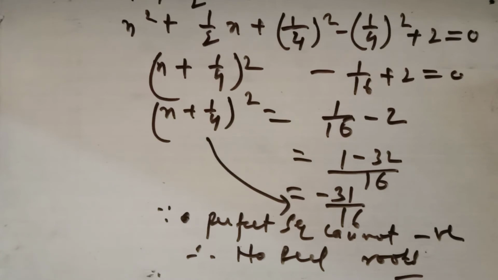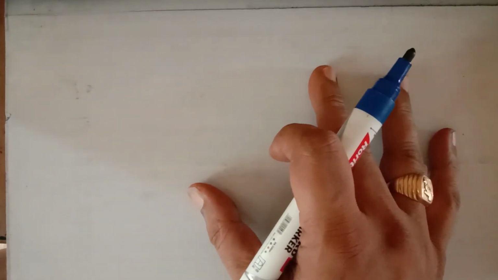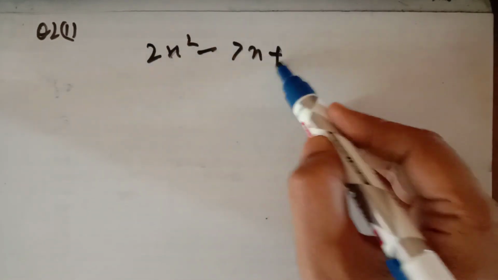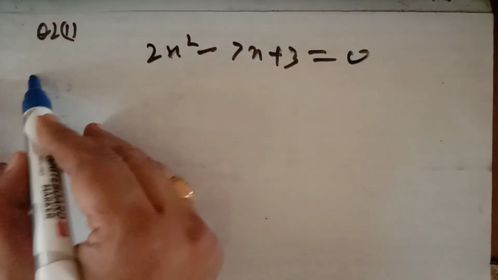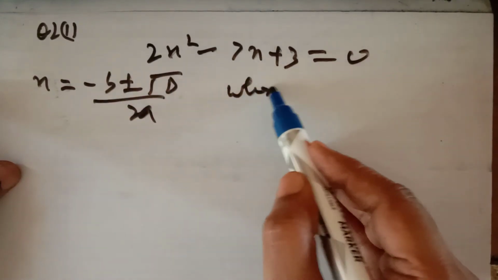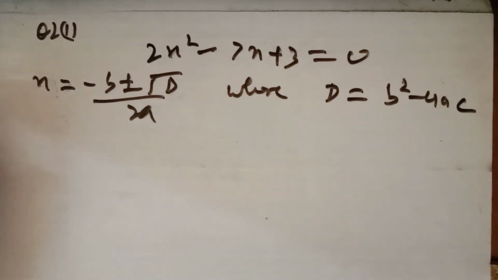So this is question number 1, in which we have to solve by making the perfect square, or completing the square. Now in question number 2, you have to solve these 4 equations by the quadratic equation formula, which we discussed in the beginning of this lecture. So this is 2x² - 7x + 3 = 0. What was the formula? x is equal to (-b ± √D) upon 2a, where D is the discriminant, b² - 4ac. This formula you have to use to solve the quadratic equation.